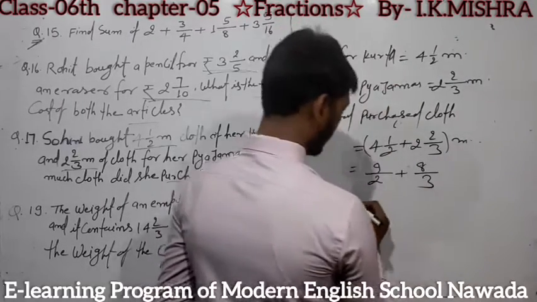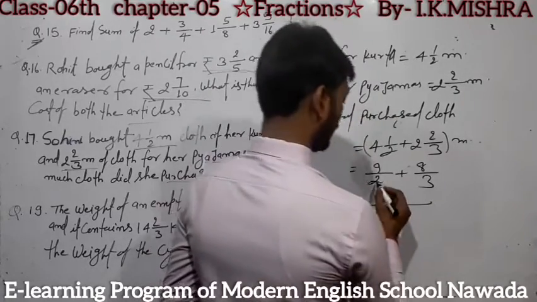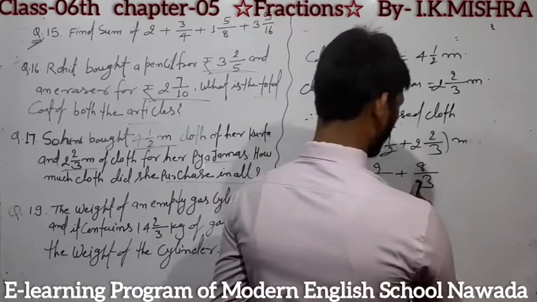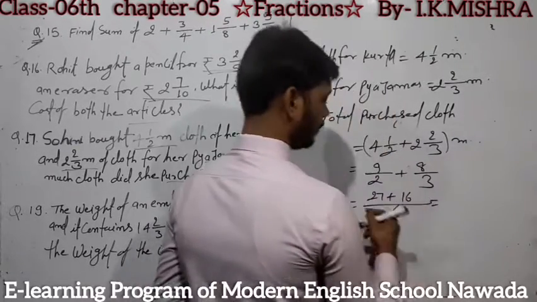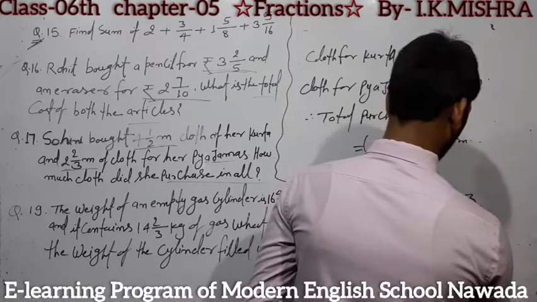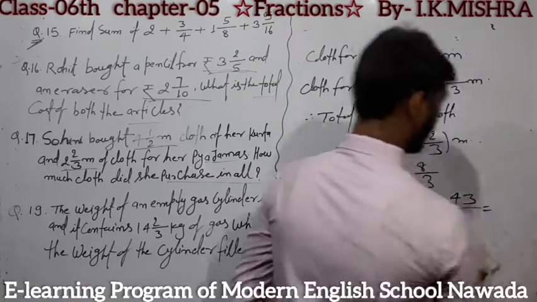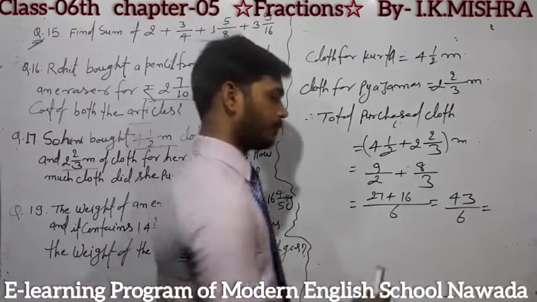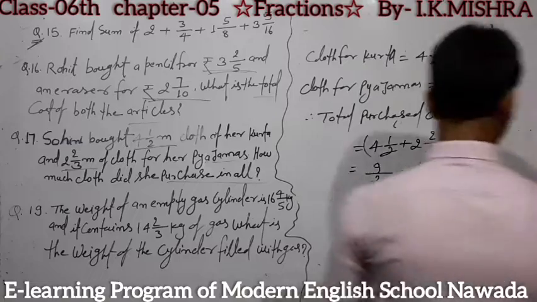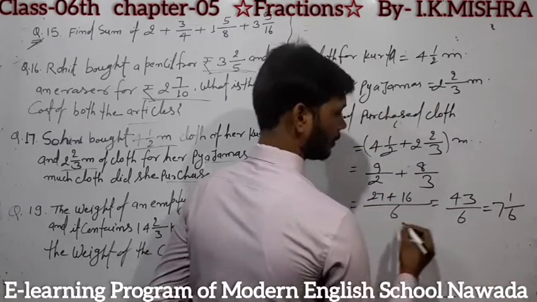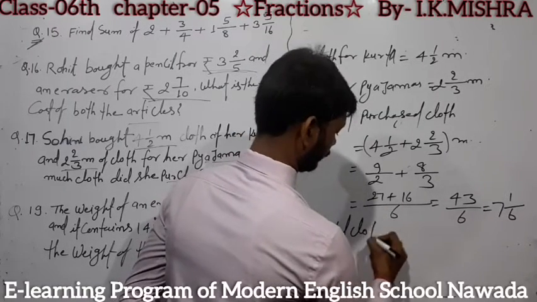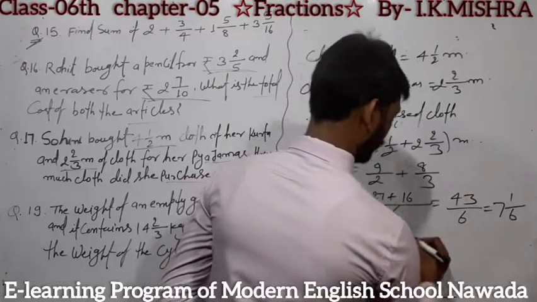So students, here first of all add and multiply it, 9 by 2 plus here 8 by 3. Here LCM is equal to 6 and here 3 times 9 is 27 plus here 2 times 8 is 16 is equal to 43 by 6. Students, after that, here 7 whole 1 by 6. That means total cloth is equal to 7 whole 1 by 6 meter.